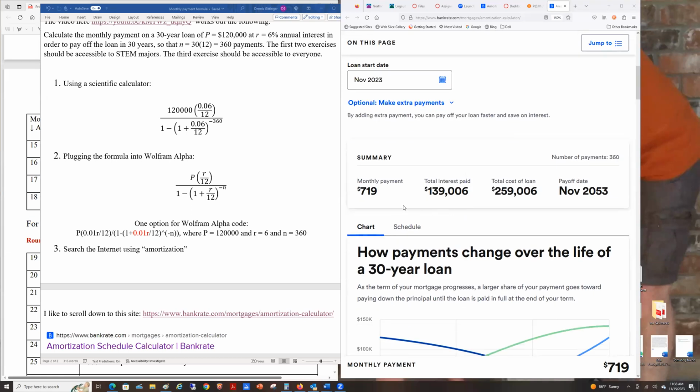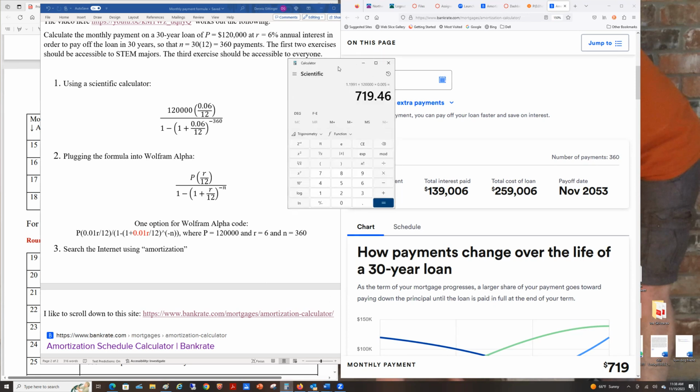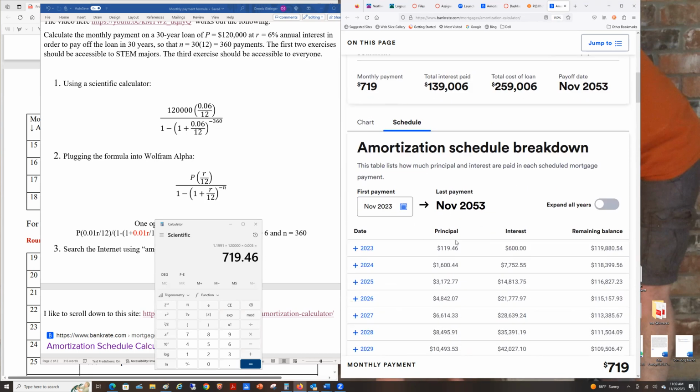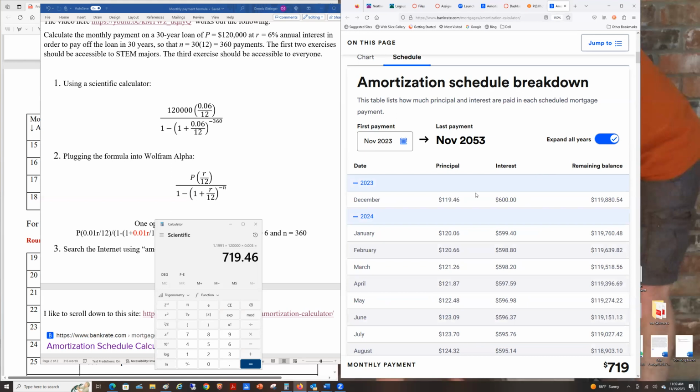Now, notice what it says. Holy cow, it didn't take long for it to come up with $719. However, we got 41 cents, both on Wolfram Alpha and using my scientific calculator. So what's that about? Well, here's what that's about. It's a mortgage payment. And again, it does not include the insurance and taxes that they could take out in addition to that. So click on schedule, which is amortization schedule. And it says, okay, now expand all years. Well, what that means is show me the month by month thing.